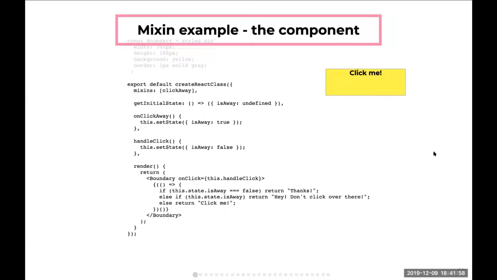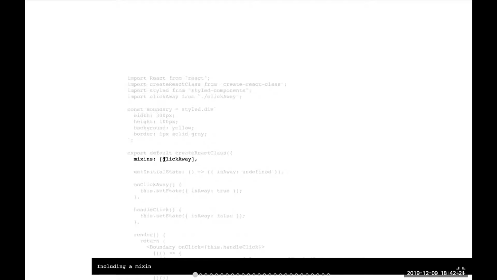But first, for an example, this is just a random, maybe not particularly useful mix-in, although it could be. This is called click away. If I click the component, then it says thanks for paying attention to me. If I click away, then it says to come back. So this is how you would apply a mix-in. You would put it into an array of mix-ins.